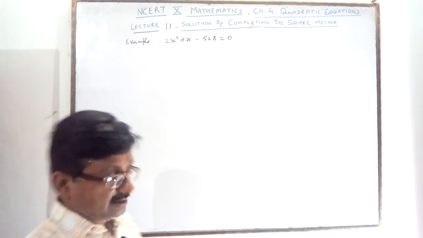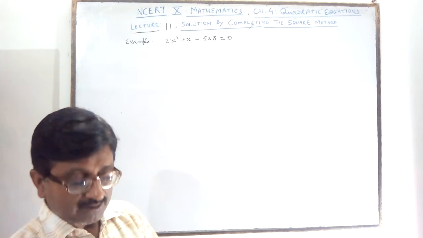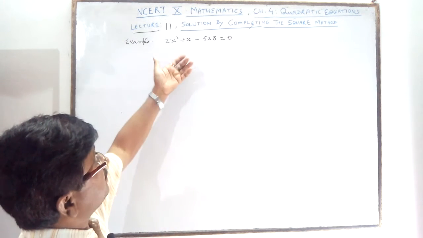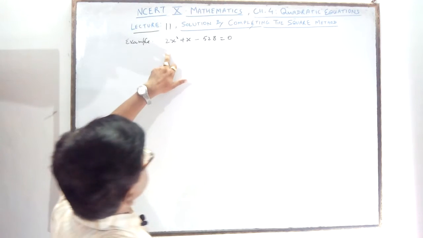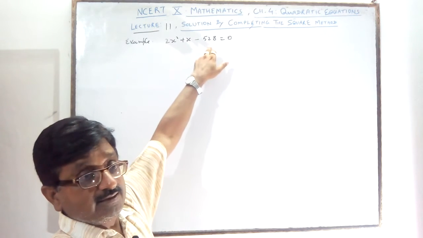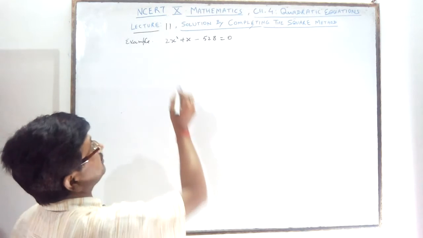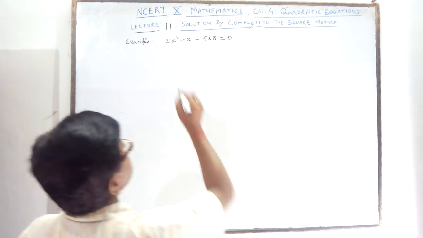In this you are getting the question based on the quadratic formula. One example I am taking here which is given in NCERT also. So you are getting 2x square plus x minus 528, solve for x. It is a statement question, equation I am giving you. So 2x square plus x minus 528.